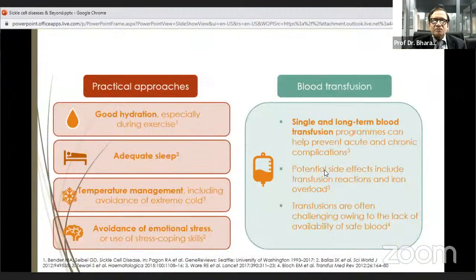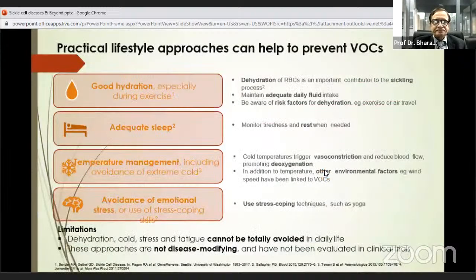So the practical approach for the sickle cell crisis: good hydration, especially during exercise, adequate sleep, temperature management, avoid extreme cold, and avoid emotional stress. And a single or long-term transfusion program can prevent these acute complications. The potential side effects include transfusion reaction and iron overload. Transfusion is often challenging owing to the lack of availability of safe blood.